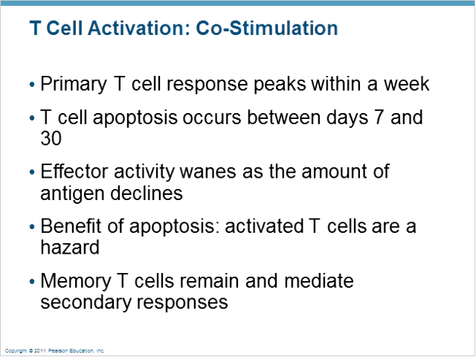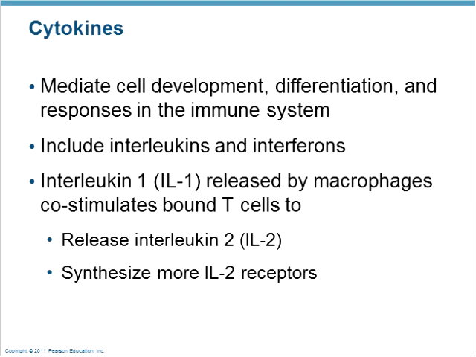T cell apoptosis occurs between days 7 and 30, so it starts to go through cell suicide. Effector activity wanes as the amount of antigen starts to decline. So as the antigen starts to go away, the T cell response goes away too. The benefit of apoptosis is activated T cells can be a hazard because they can start to attack other parts of our body. And memory T cells remain and mediate that secondary response in the future. So we don't want a bunch of activated T cells going around when there's no antigen for them to attack, because that could create lots of problems. And so they go through a self-destruct.